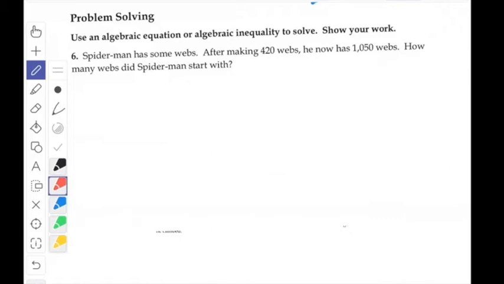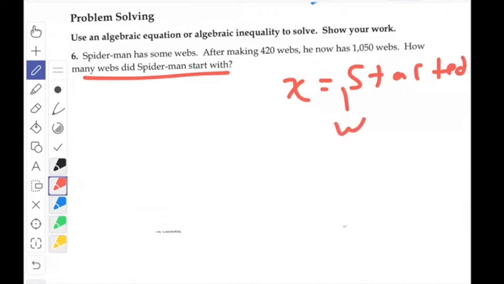Spider-Man has some webs. After making 420 webs, he now has 1,050 webs. How many webs did Spider-Man start with? So that's what we're looking for. X is going to equal what Spider-Man started with, how many webs he started with. Okay? So we're going to start with X.